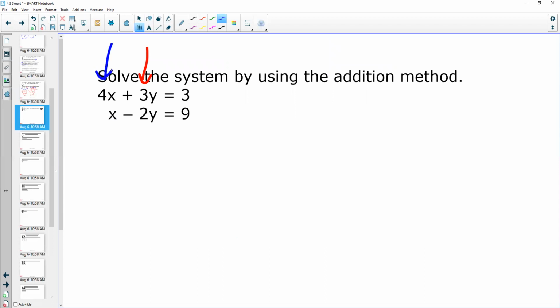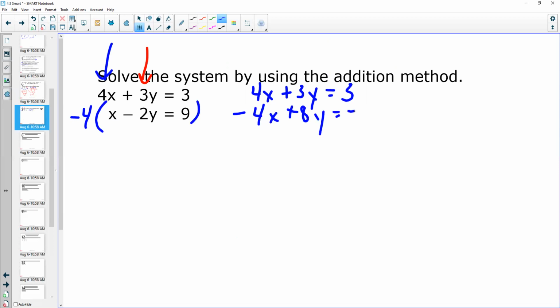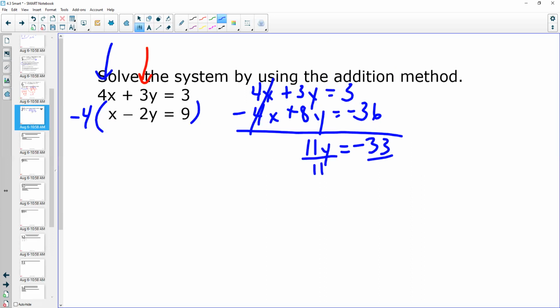So if I want to eliminate x, I have to think about how would I get rid of a 4x? Well, I need a -4x. So I'm going to multiply the bottom equation by -4. So I'd have 4x on top plus 3y equals 3. And I'd have -4x plus 8y equals -36. It's fine, works. So I get 8 plus 3, 9, 10, 11, y equals -33 divided by 11, y equals -3.